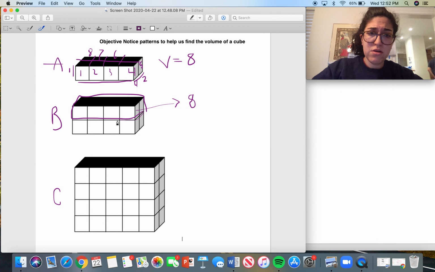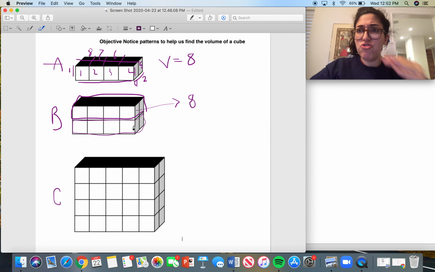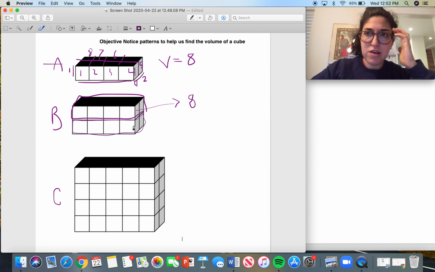So here, this bottom layer, what volume do you think just the bottom layer would have? I want you to take a minute and think about that. So hopefully you thought that it might be 8, and that's awesome if you did. If not, ask yourself, why is it 8?